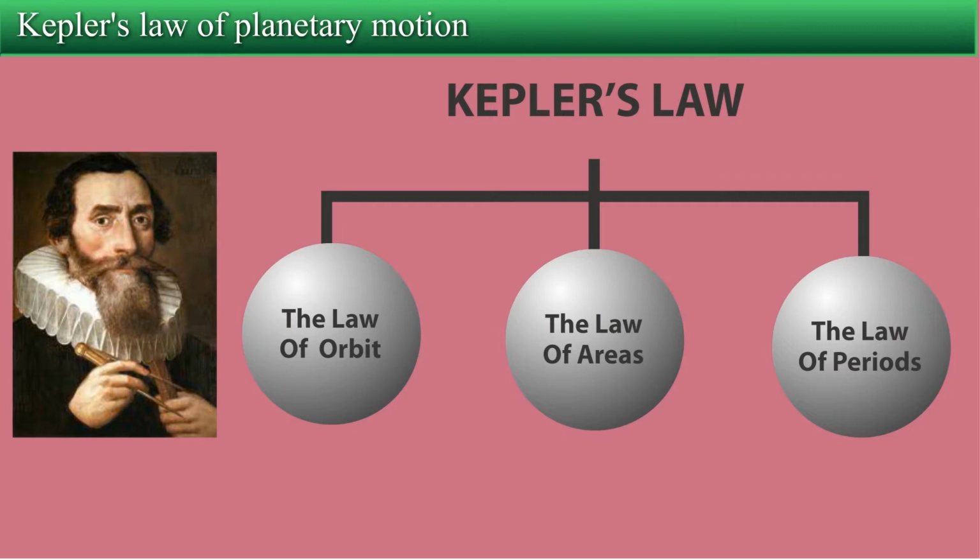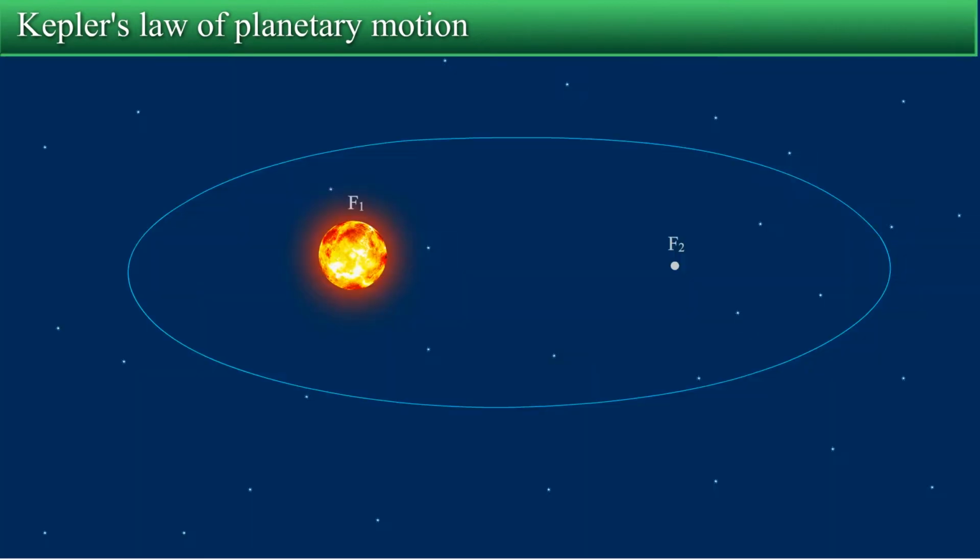As per Kepler's law, there are 3 laws of planetary motion: the law of orbits, the law of areas, and the law of periods. Kepler's first law states that the orbit of a planet is an ellipse with the Sun at one of the foci. An ellipse is a closed, curved shape that is defined by 2 points called foci. The sum of the distance from a given point on the ellipse to the foci is always constant.